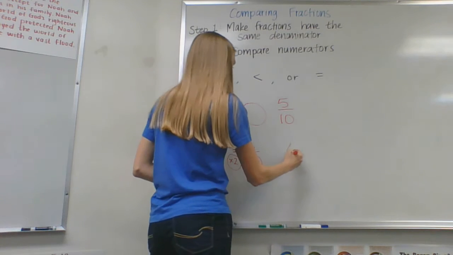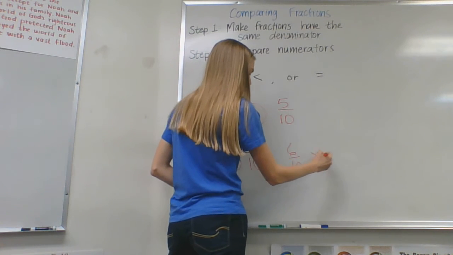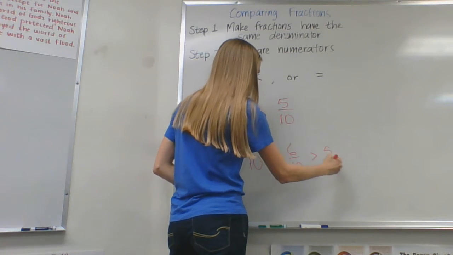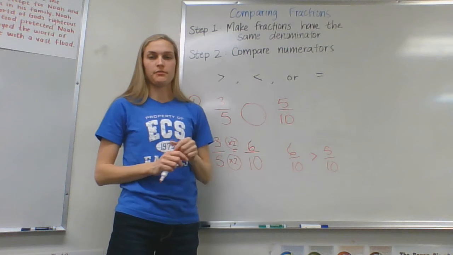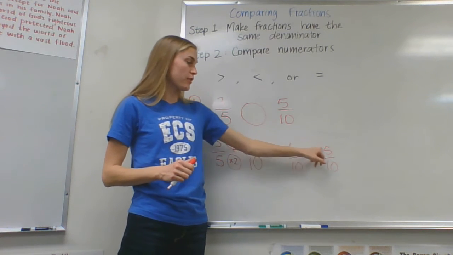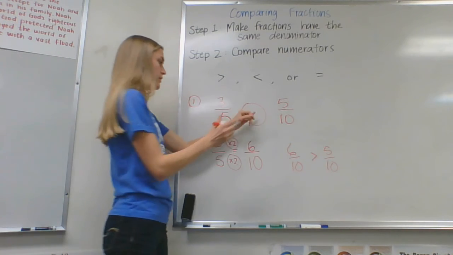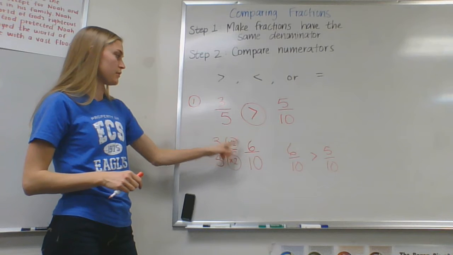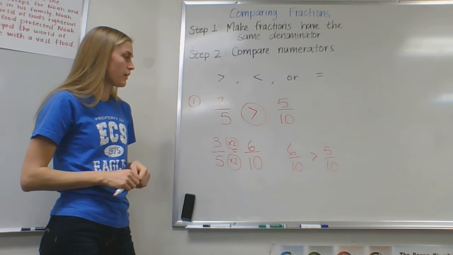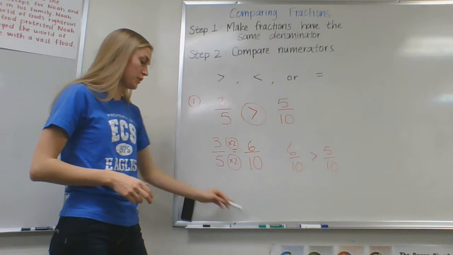Since 6/10 would be greater than 5/10, because we compare the numerators and 6 is greater than 5, 6/10 is greater than 5/10, which means 3/5 is greater than 5/10, because 6/10 equals 3/5. So let's try another example. We're going to try several.